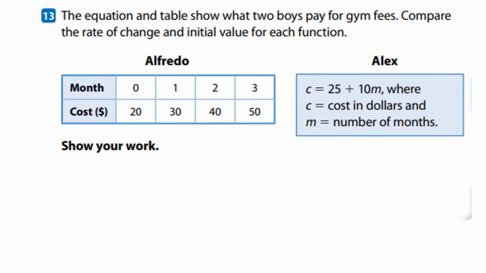This video is over textbook pages 64 through 67. For number 13, it says the equation and table show what two boys pay for gym fees. Compare the rate of change and initial value for each function.